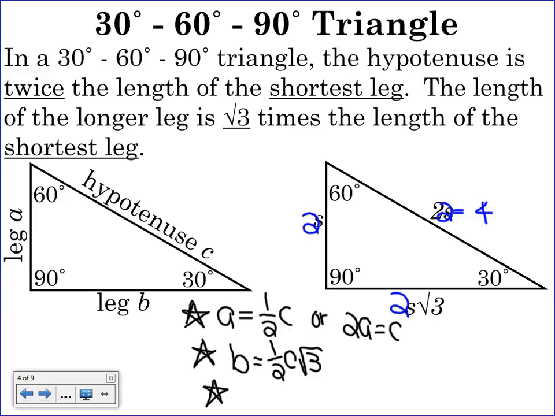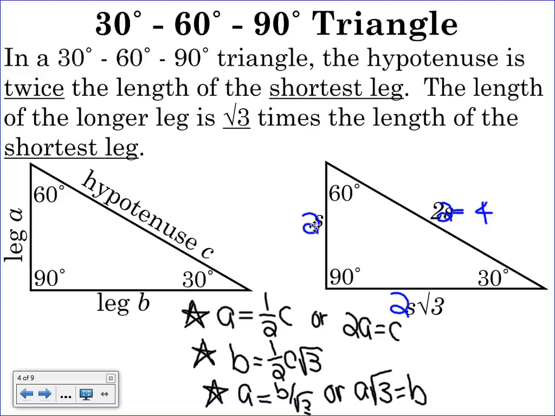The other formula is A equals B divided by the square root of 3. Or we could rewrite this as A times the square root of 3 equals B. Again, same thing. We just multiplied both sides by the square root of 3. I think this is easier to remember. I think A times the square root of 3 equals B is easier to remember than remembering A equals B divided by the square root of 3.